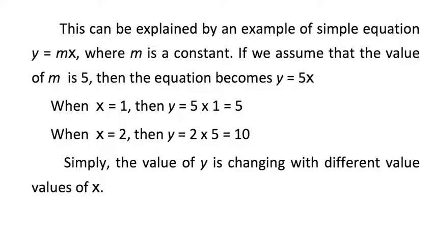Then what will happen if the value of x is 1? Now the equation will be y equals 5 times 1, because we said the value of x is 1. And 5 times 1 is 5. That is, we have y equals 5. Then when x equals 2, this equation will change to y equals 2 times 5. 5 is the value of m, which is a constant, and 2 is the value of x. Having y equals 2 times 5, 2 times 5 is 10.